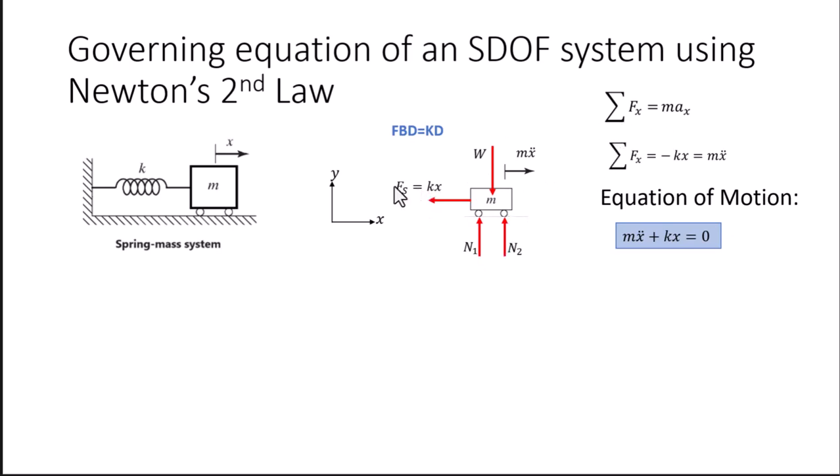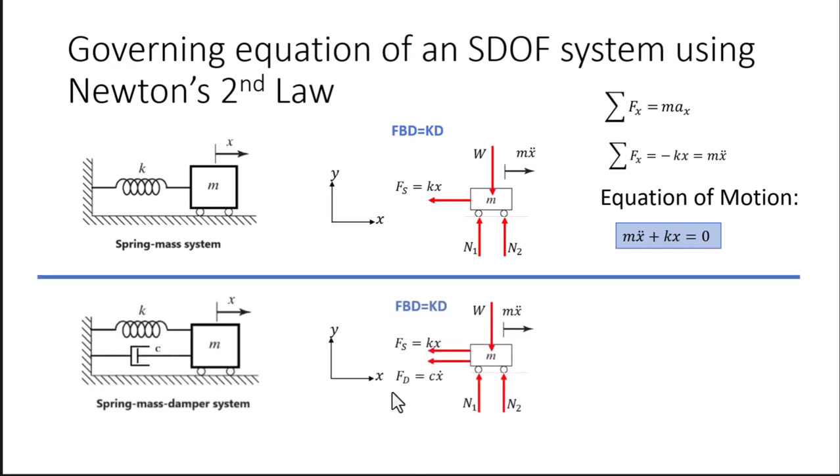If we add forces in the x direction, we only have our spring force, which is the constant of the spring times the displacement, and that will be equal to the mass times the acceleration. If we put all the terms that have x and its derivatives on one side of the equation, we get our equation of motion, which is the mass times the acceleration plus the constant of the spring times the displacement. Remember that the second derivative with respect to time is denoted with x double dot.